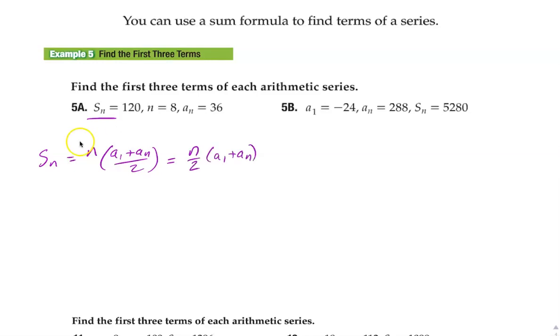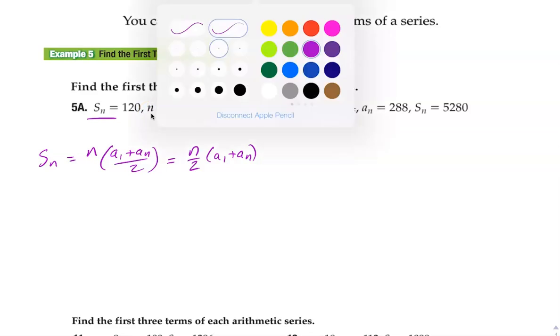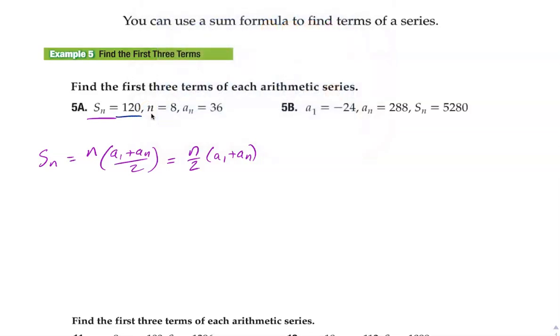That's better. So Sn equals n over 2 times (a1 plus an). Then we plug in what we know. I know the sum is 120, so this guy is 120. I know n is 8, and I know an is 36. Look what we're missing: the first term. So all we gotta do is solve this problem here.